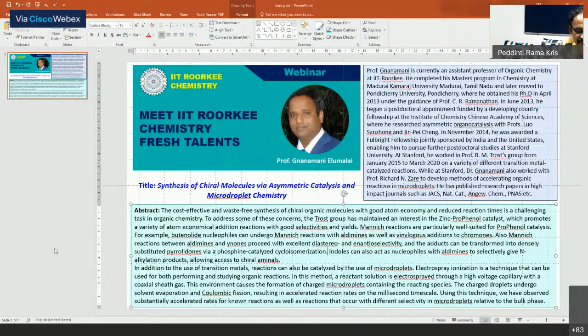At Stanford, he worked in Professor Barry M. Trost Group from January 2015 to March 2020 on a variety of different transition metal catalyzed reactions. While at Stanford, Dr. Gnanamani also worked with Professor Richard N. Zare, where he developed the methods of accelerating organic reactions in microdroplets. He has published research papers in high impact journals such as JACS, Nature Catalysis, Angewandte Chemie, PNAS, etc. Now I request Professor Gnanamani to present his talk.